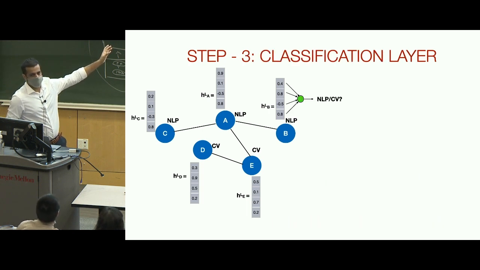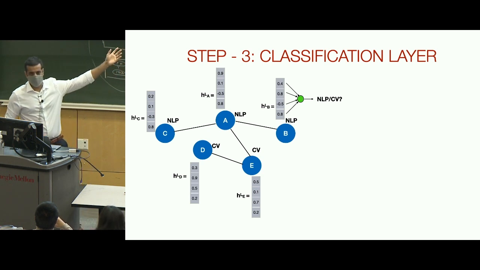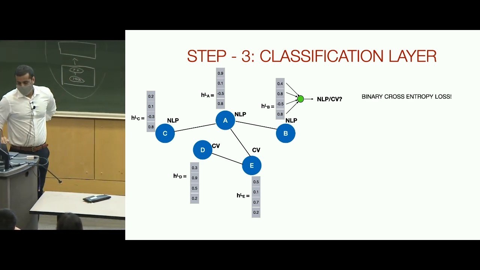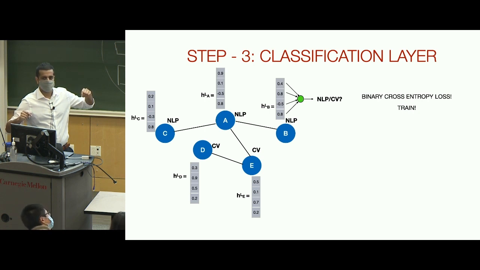And then if you want to do classification, you add a classification layer on top of it, which does a binary classification, have a binary cross entropy loss, and train. And this is it. This is graph neural networks in a nutshell. So, any questions? No questions?